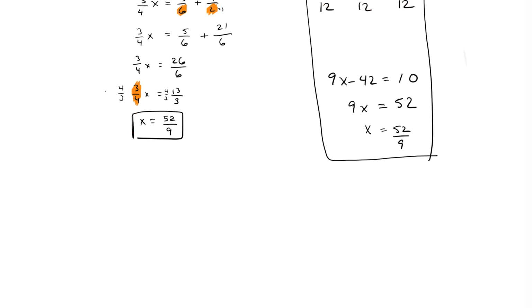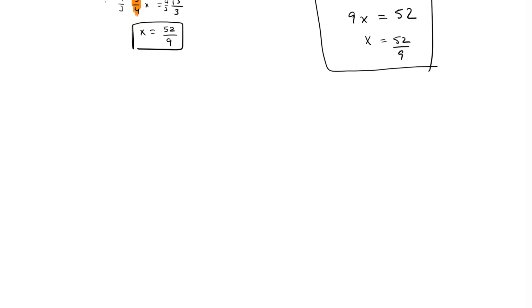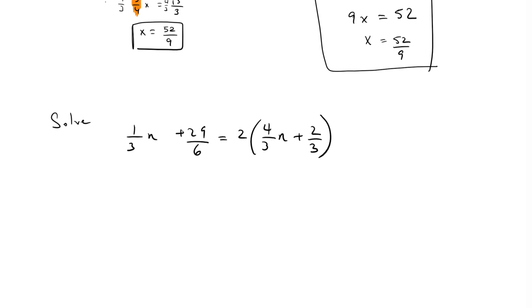Okay, so let's look at another problem. We're going to solve 1/3 of n, we're going to solve for n, plus 29 over 6 is equal to 2 times 4/3 of n plus 2/3. Okay, so I've got n on both sides here, right? It's here and here. Eventually I'm going to have to send it all on the same side. So I've got this bracket that's in the way on the right hand side. I'm going to expand everything on that side.